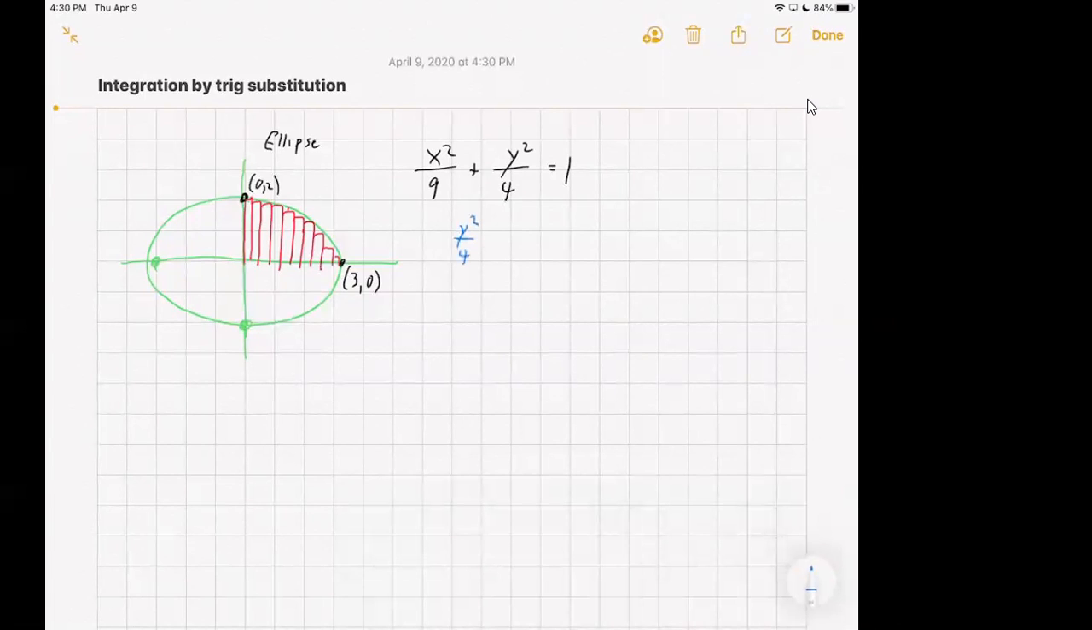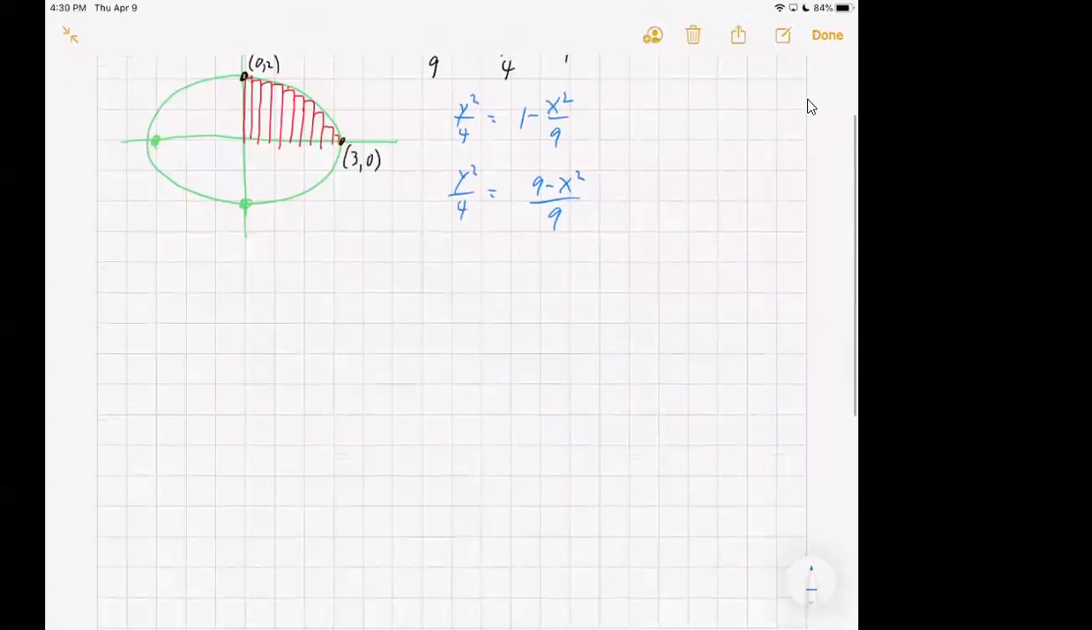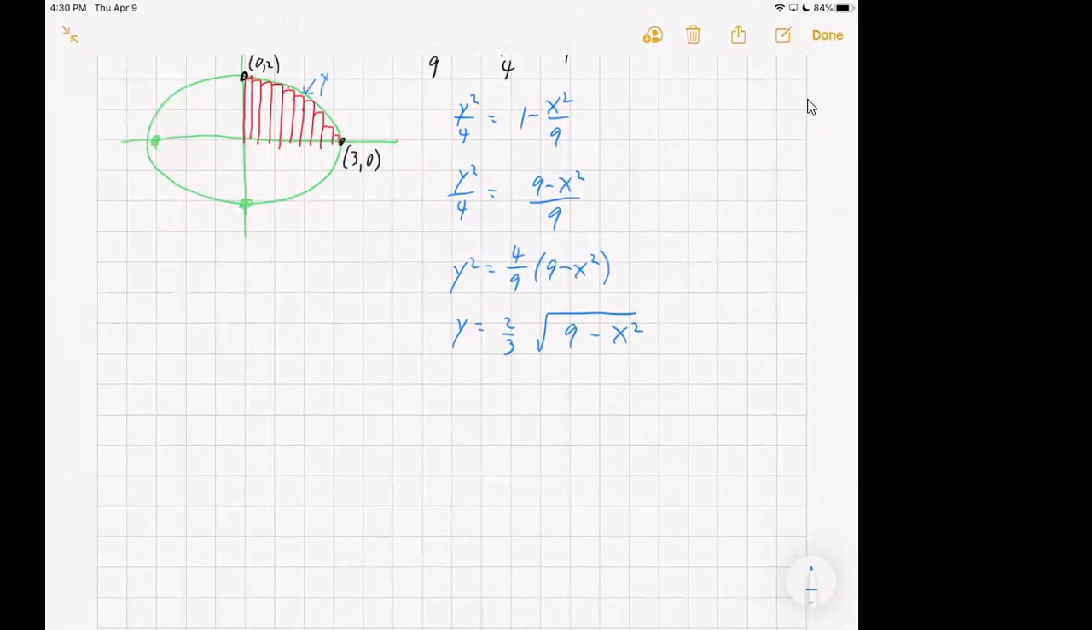y squared over 4 is equal to 1 minus x squared over 9, which means y squared over 4 is equal to (9 minus x squared) over 9. Feel free to pause if you need to contemplate any of these steps. So y squared is equal to 4/9 times (9 minus x squared). So y is equal to 2/3, taking the square root of everything, the square root of 9 minus x squared. That would be the top of the curve. We would need the negative of this if we were working on the bottom half of the curve, but let's just work with the top half.